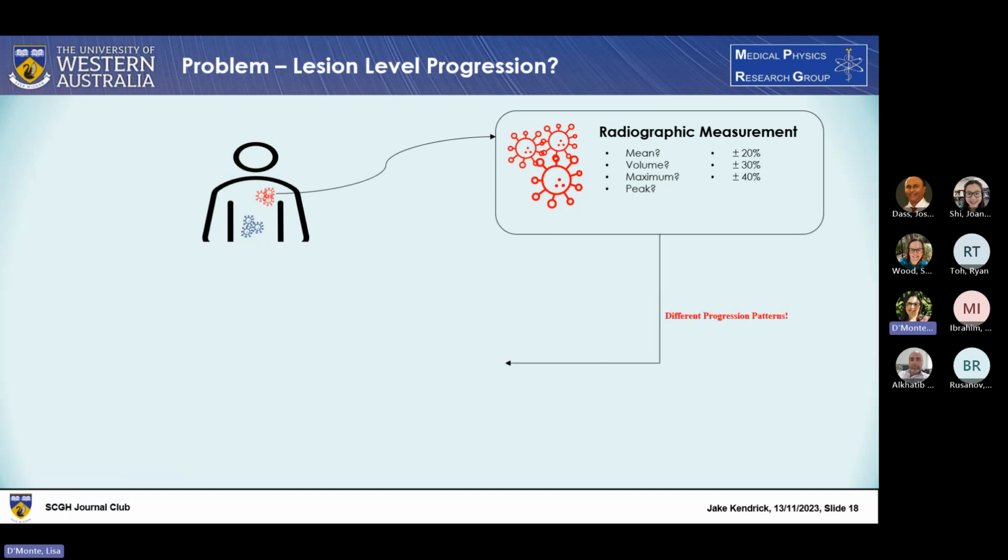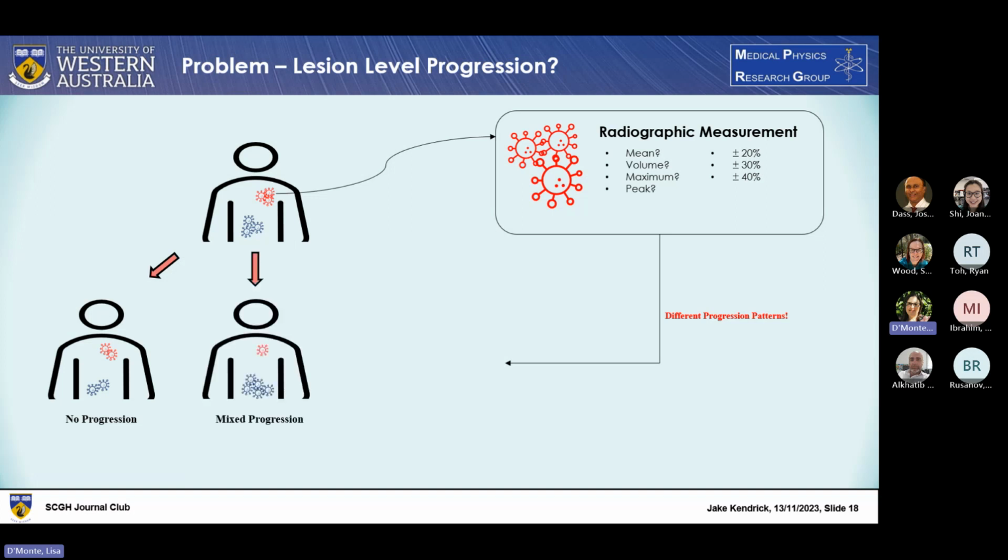And depending on how we make this measurement, the patient may have different progression patterns, right? So in this very simplified scenario here, we might have the case where both of these lesions are not progressing, so we have a patient with no progression. We might have the example of a mixed progression scenario where one lesion is responding and one lesion is getting worse or progressing, or we might have a systemic progression scenario where both lesions are getting worse in this particular patient.